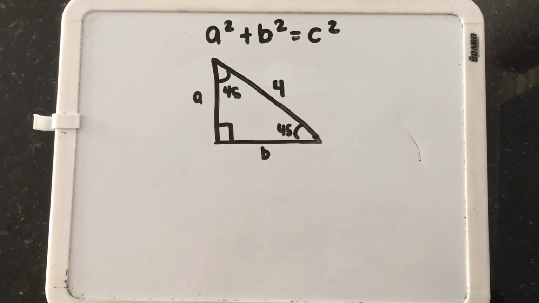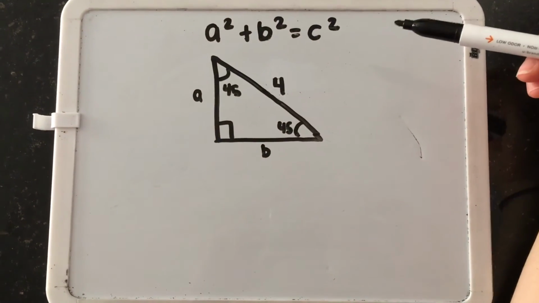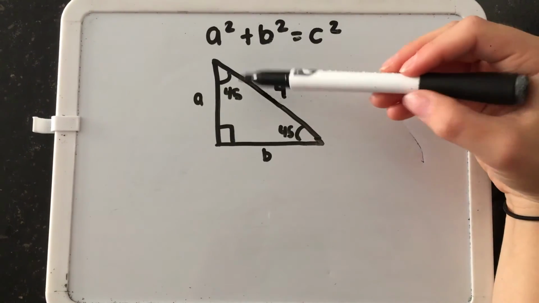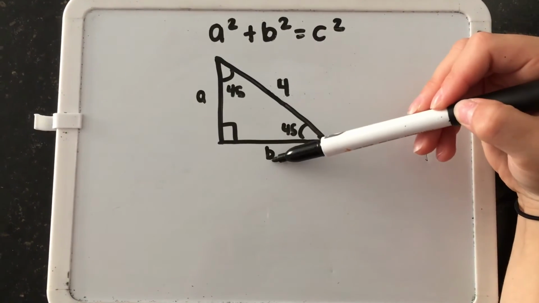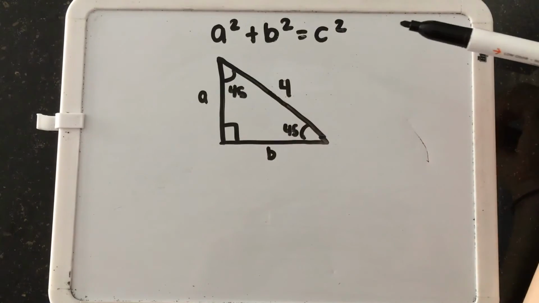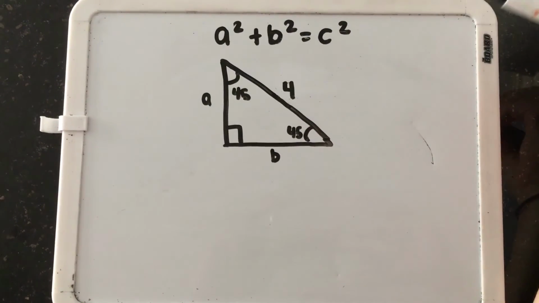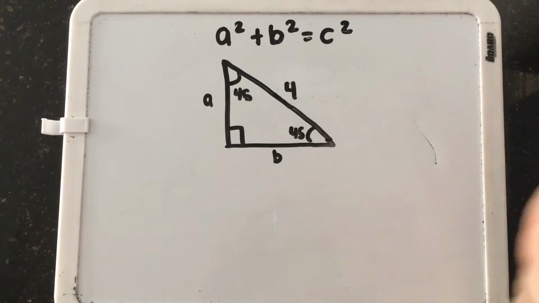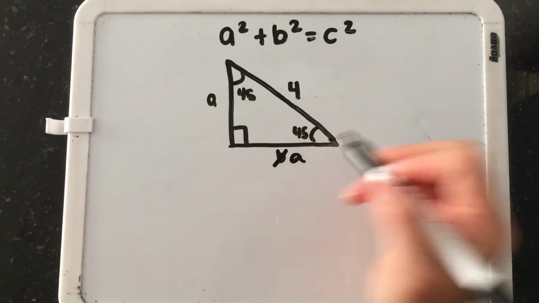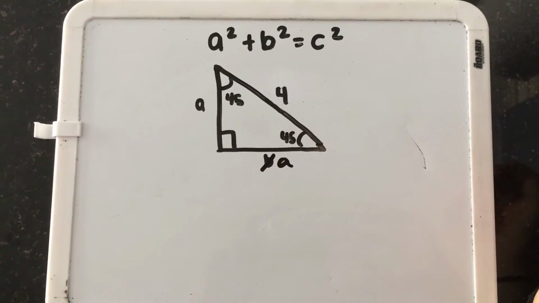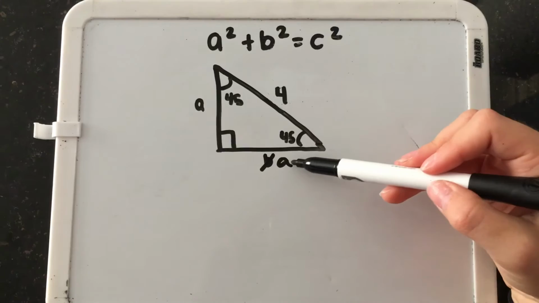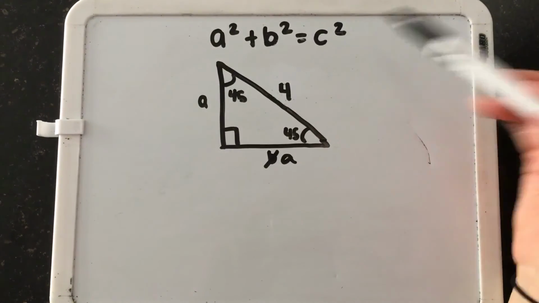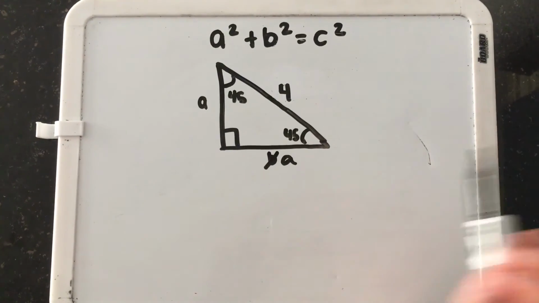In this case, the equal sides are the sides that are across from the 45-degree angles. So b and a are equal sides. For simplicity, let's call them both a. So now we only have one term to solve for. All we need to solve for is a, and we can use the Pythagorean theorem to do so.